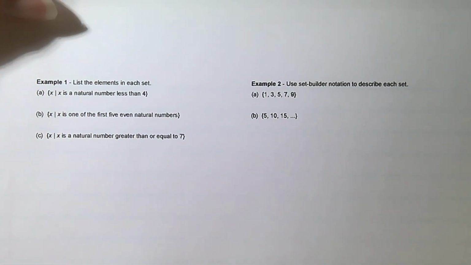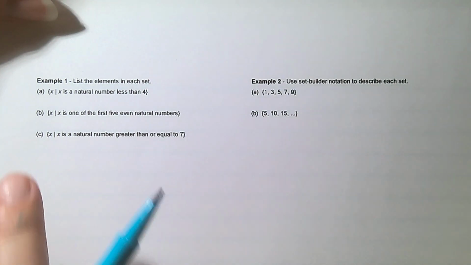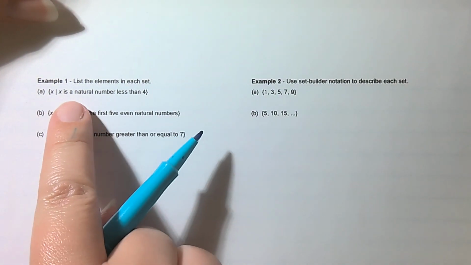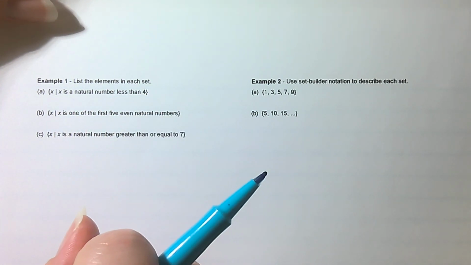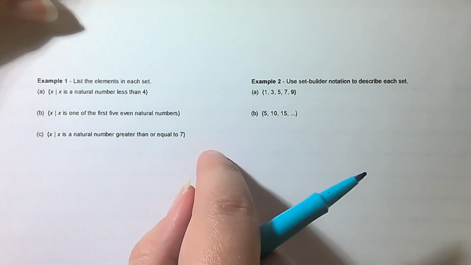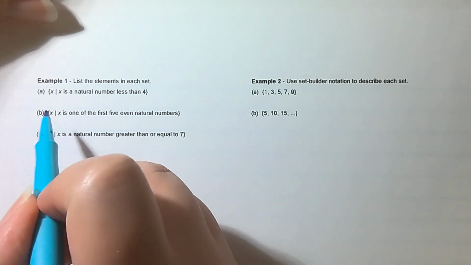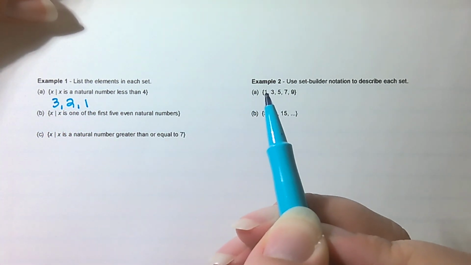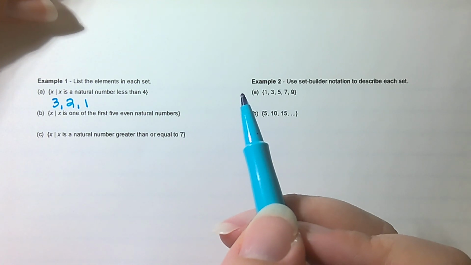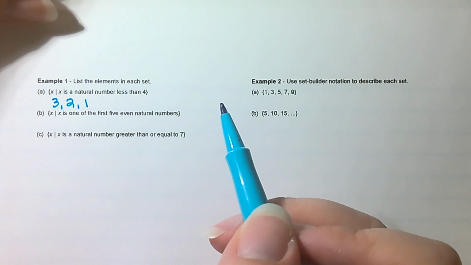All right, so we want to list the elements of each set. So this says the set of all x such that x is a natural number less than 4. Remember that natural numbers start basically at 1 and continue on to positive infinity. So we're looking at x being a natural number less than 4. That could be 3, 2, 1. It's less than, not less than or equal to, so I will not include 4. And again, 0 is not included in that set.